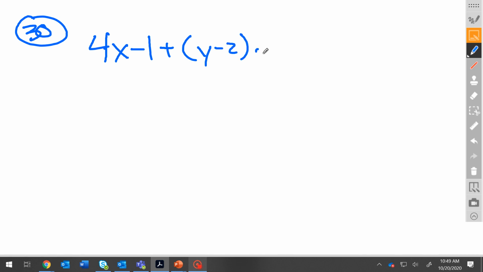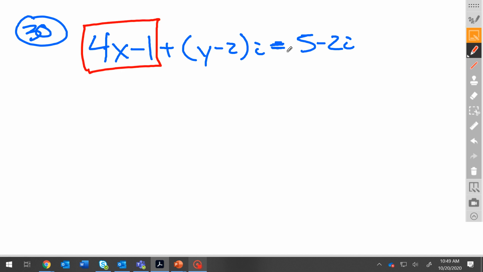Number 30, we're finding values of x and y that make the equation equal. So we have 4x minus 1 plus y minus 2i equals 5 minus 2i. Alright, so we need the real portions to be equal to each other. We need the imaginary portions to be equal to each other. So the real portion on the left side is 4x minus 1. And the real portion on the right side is 5. So 4x minus 1 has to be equal to 5.